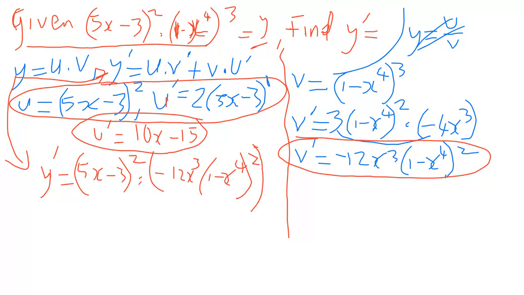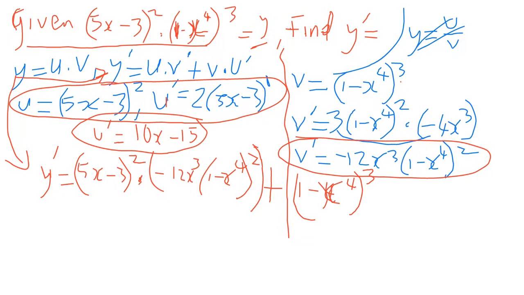All right, but I want us to remember that it is plus. So bring down this plus. What is v? That is my v. So I'm going to bring down v: (1 minus x to the 4th), all raised to power 3.